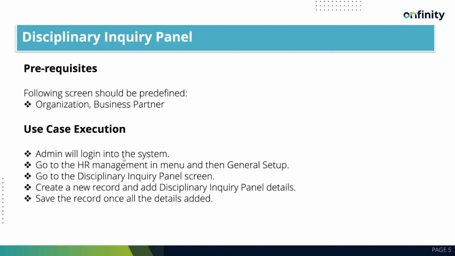Admin will log into the system. Go to the HR Management in menu, and then General Setup. Go to the Disciplinary Inquiry Panel screen. Create a new record and add Disciplinary Inquiry Panel details. Save the record once all the details are added.